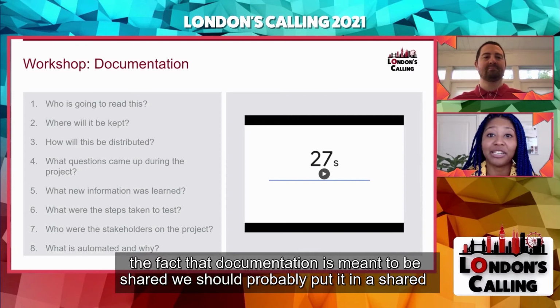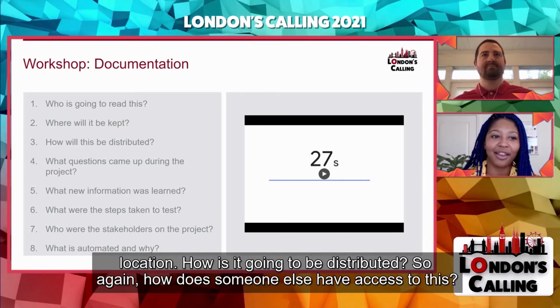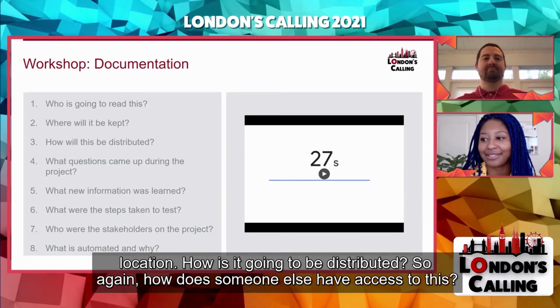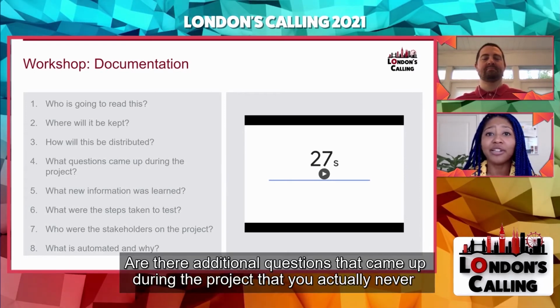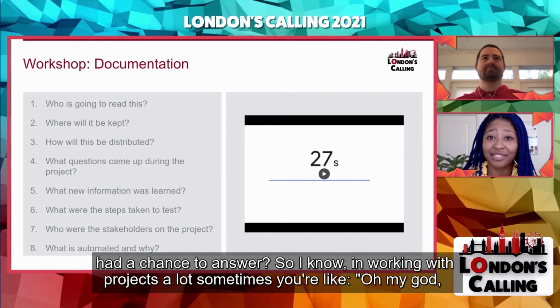We should probably put it in a shared location. How is it going to be distributed? So again, how does someone else have access to this? Are there additional questions that came up during the project that you actually never had a chance to answer?